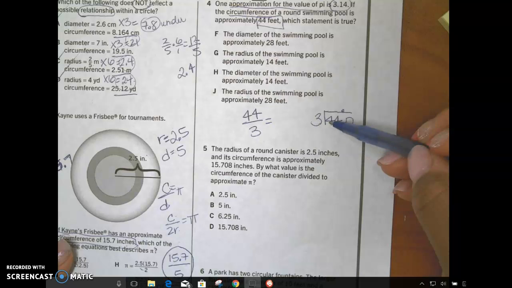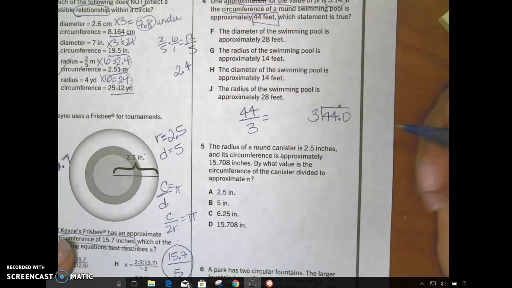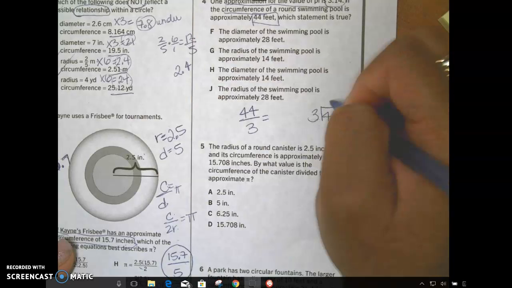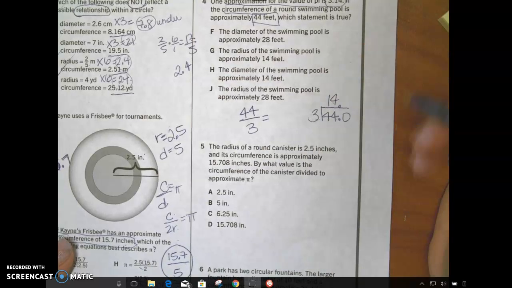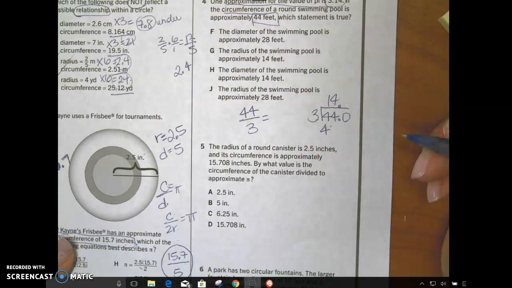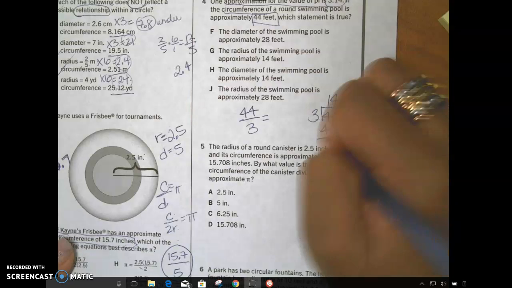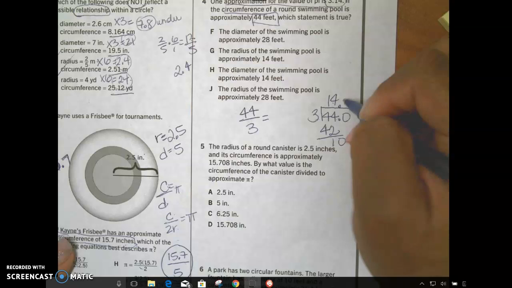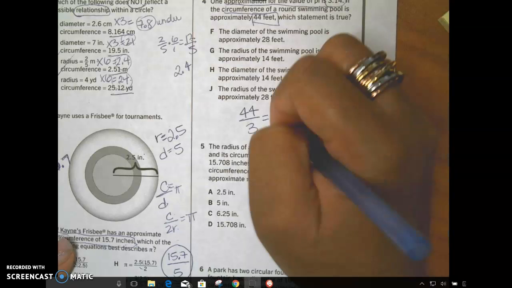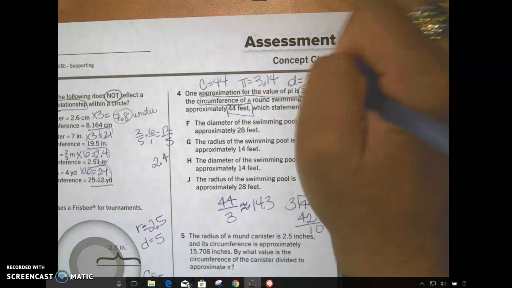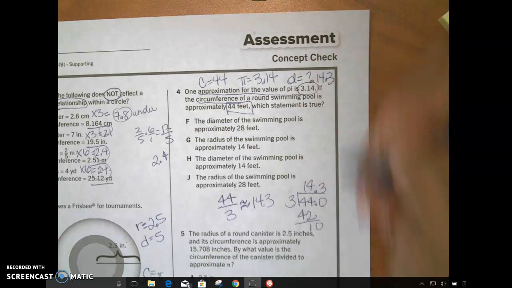No. 3 into 44. 1. 14. 14 times 3 is 42. Then 1, 0, 3 into 10. Okay, what is 14.3? The diameter. So come up here and write 14.3-ish.